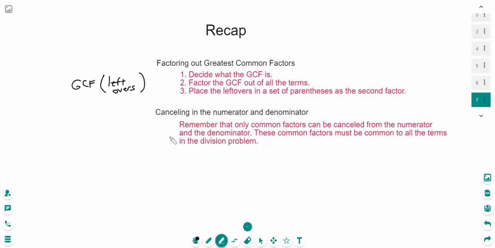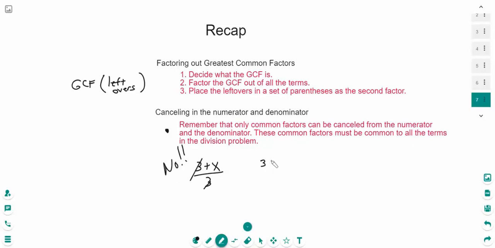And then we learned how to cancel. And really the thing that you need to remember here is that only common factors can be canceled from the numerator and the denominator. And these common factors must be common to all the terms in the division problem, right? So essentially what that's saying is I cannot cancel out the 3 here because it is not a factor for every term in this numerator. I cannot cancel this out. This is a big no-no. No, does not work, okay? Because again, the 3 is not a factor for every term in the numerator.